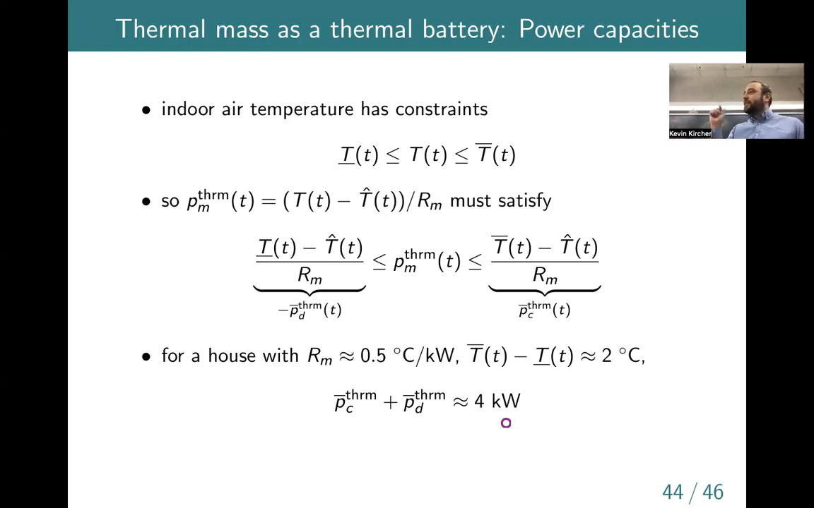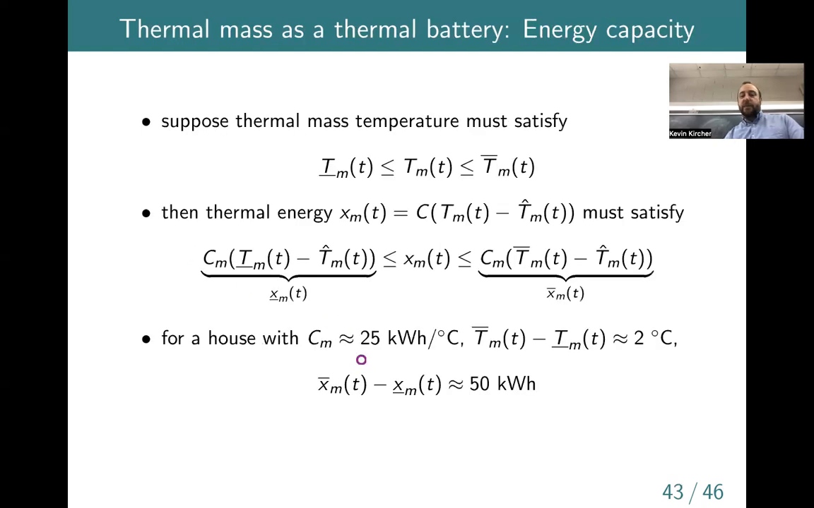So it turns out that quite small changes in temperature, if you hold them long enough, can lead to a lot of energy storage, right? Even just a degree, multiplied by the thermal capacitance of a house, I guess 25 kilowatt hours per degree, right? 25 kilowatt hours, that's like $15,000 batteries. So if I'm willing to accept plus or minus 1 degree, you get a fair amount of energy storage out of it, but it is slow because of the limit on the power capacity, basically.